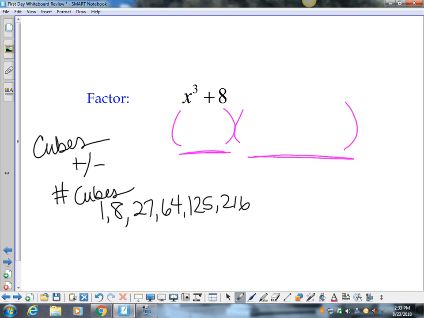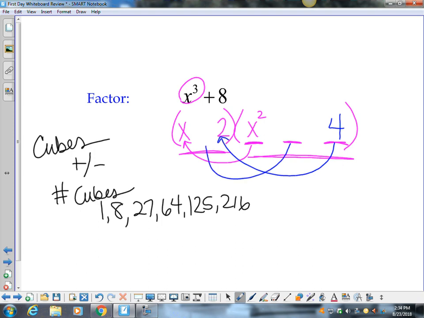Okay, so to factor cubes, what times what times what is going to give you x cubed? That's easy. That's just x. 8 is a cube because it's 2 times 2 times 2. So the first parentheses is pretty straightforward. The second parentheses has 3 spots. The first spot is this guy squared. The last spot is that guy squared. The middle spot is these 2 terms multiplied together.